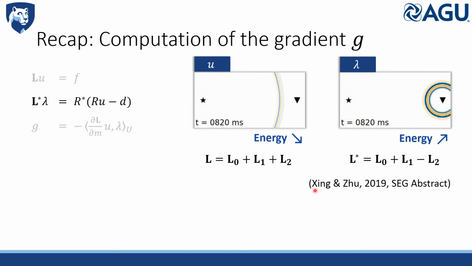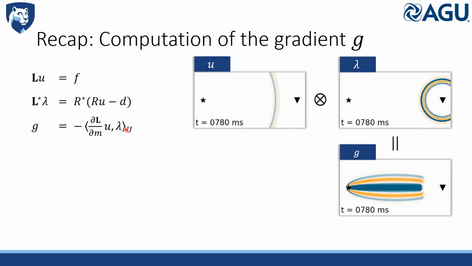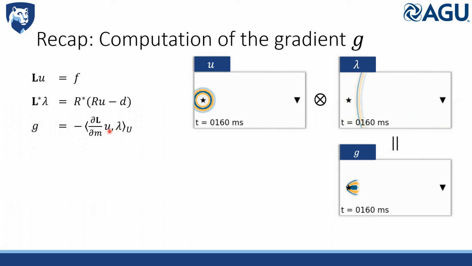And also, since L star equals L0 plus L1 minus L2, the adjoint wave field preserves the velocity dispersion because of this L1 term, but instead of attenuating, it is compensating, or anti-attenuating, the amplitude because of this minus L2 term. In practice, we simulate the adjoint wave field in the reverse time mode and with the same simulator as the forward one. Finally, we take the interaction between these two wave fields according to the third equation, and we get the gradient G. So this is the adjoint state method for the gradient computation.